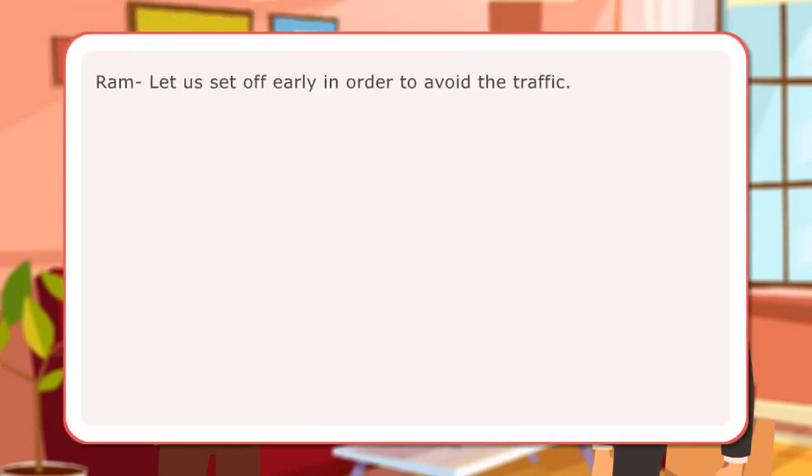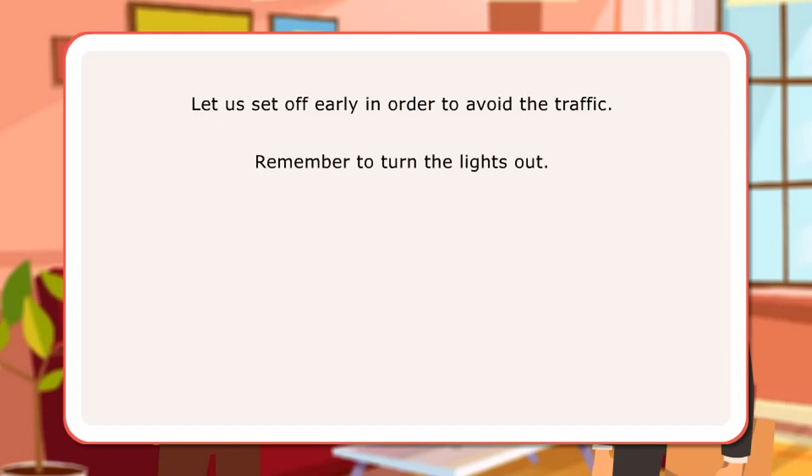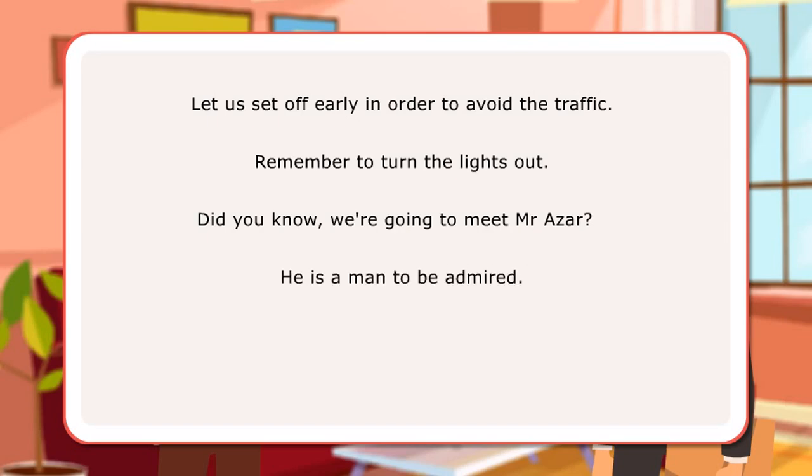In the conversation, we come across verb forms like to avoid, to meet, etc. Here are the example sentences. Let us set off early in order to avoid the traffic. Remember to turn the lights out. Did you know we are going to meet Mr. Azhar? He is a man to be admired. We must reach his office at 9 today.